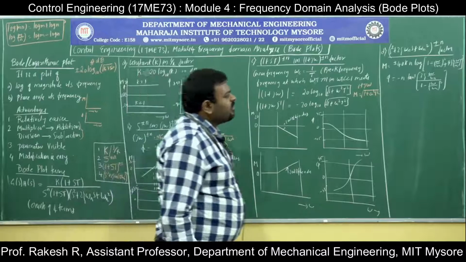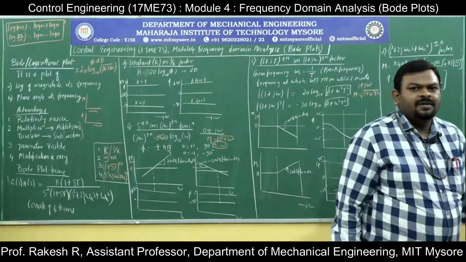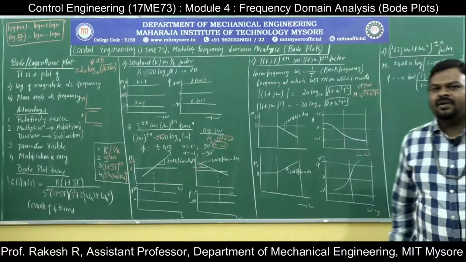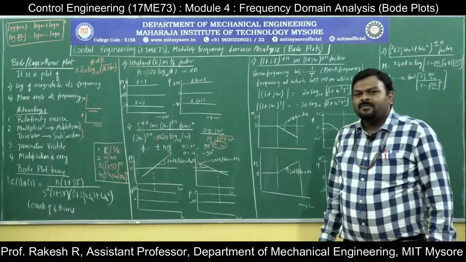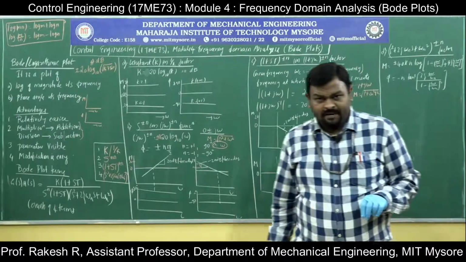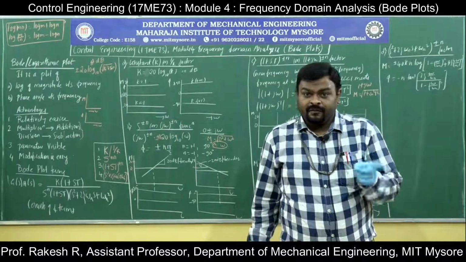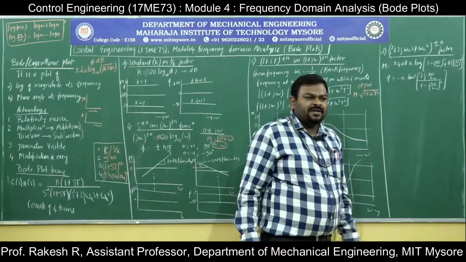The next term is the s square term. The s square term is always challenging in calculating the phase angle, not for magnitude. What is the magnitude for this? Before that, what is the power of s? The power of s is 2. Since the power of s is 2, the magnitude will be 40 log 10. This is what we have written, 40 log 10.